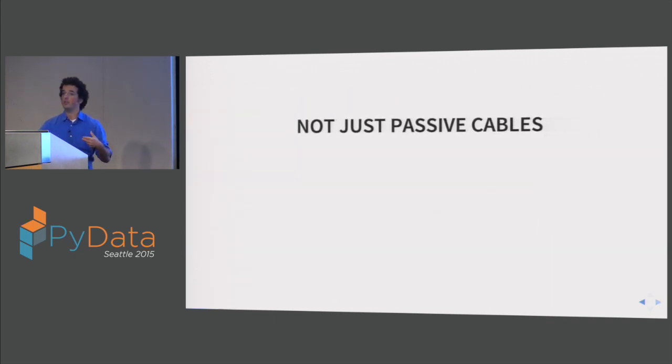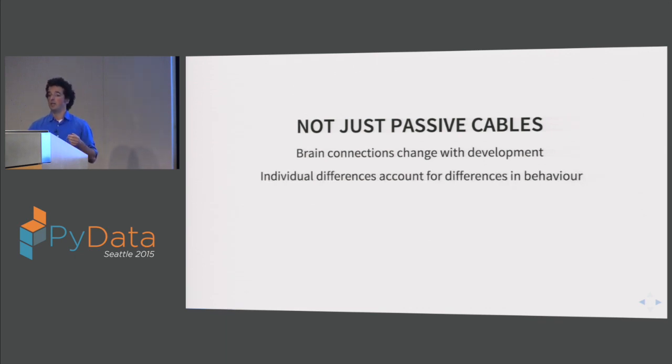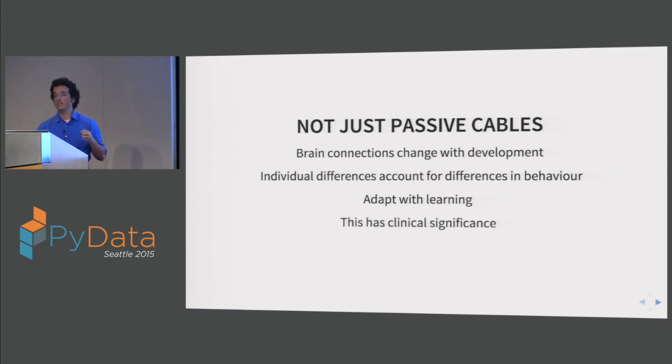But we also understand now that they're not just passive cables. These brain connections change with development. They explain individual differences in behavior. So if there are differences in the size of these cables and the extent to which they change with development, that can have an effect on behavior. They adapt with learning, so they can change even within a particular individual over a long time in development, but also quickly with learning of new information. And this has, of course, clinical significance because damage to these parts of the brain has an effect, as I mentioned before, on our behavior.